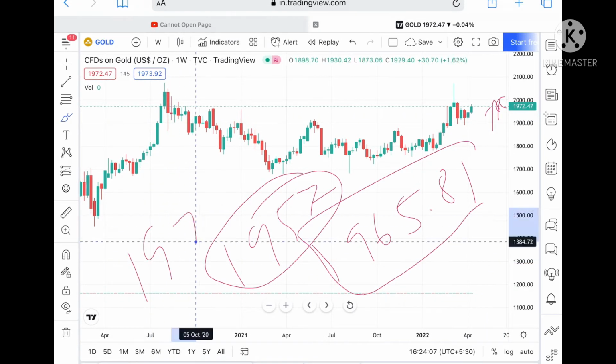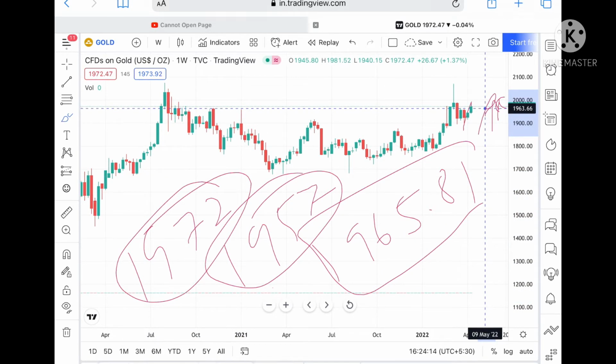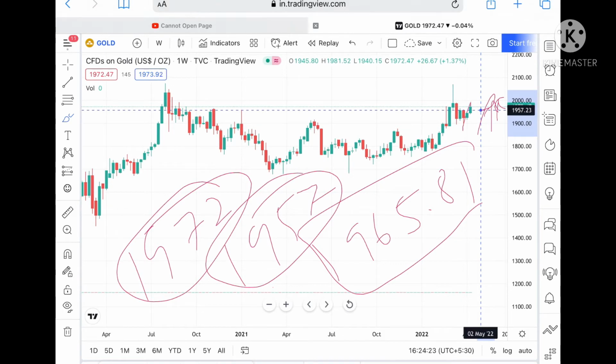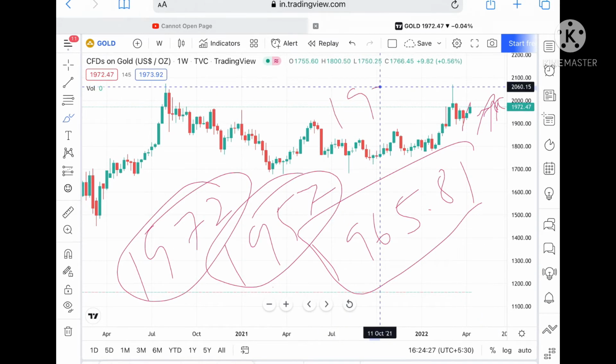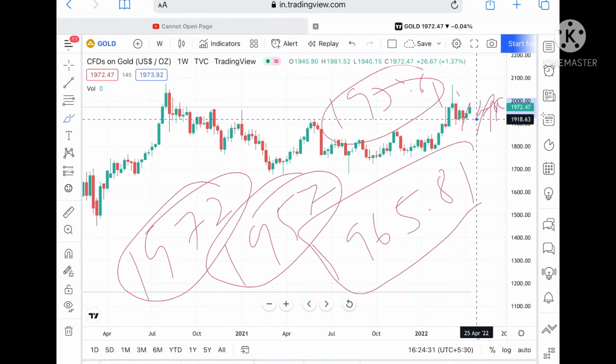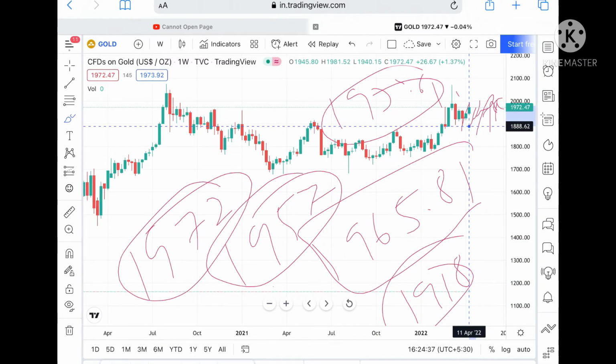If the price goes below a level of 1970, we can see it can touch a level of 1965. If it goes below this level, then it can touch 1965 to 1955, and from there it can fall further towards a level of 1933.64. And suppose the price goes below this level, then it can touch a level of 1918.